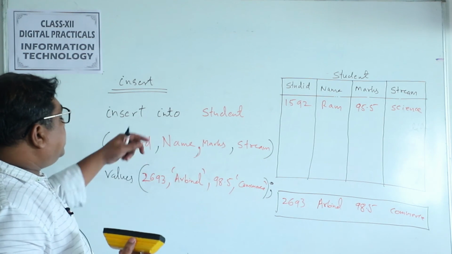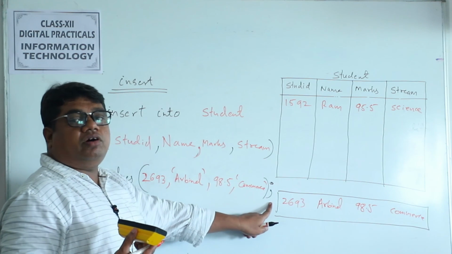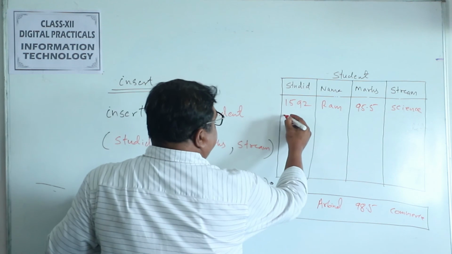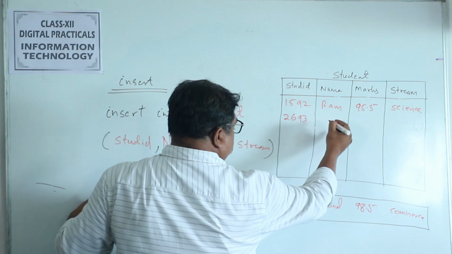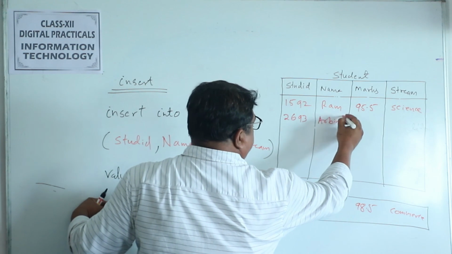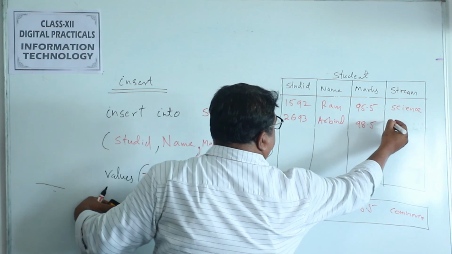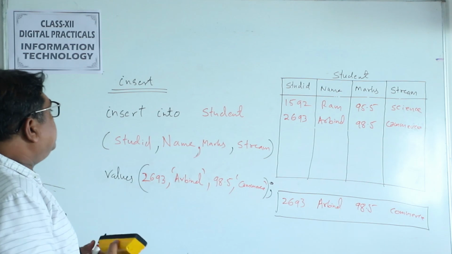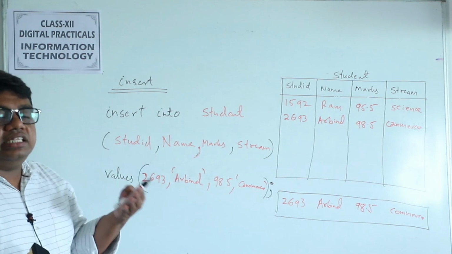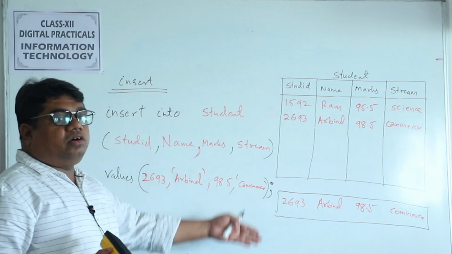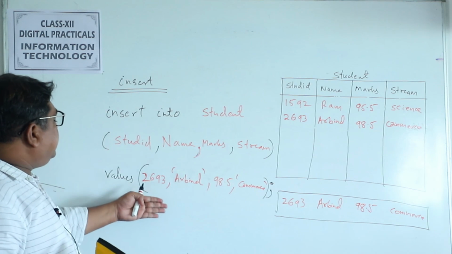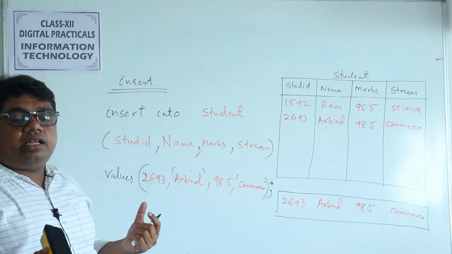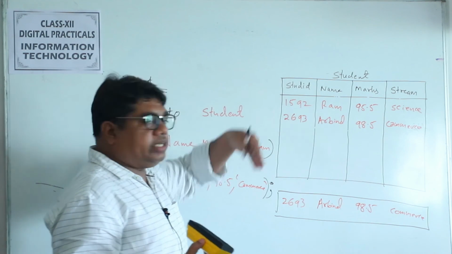Okay, so this is what it will do, and it must end with a semicolon, and after pressing enter, it will add that data, that is the second row, 2693, Arvind, 98.5 and commerce, in this table student. So suppose you want to add another row, again you have to use this same insert command with the table name, columns and the values. Okay, so this is how we created a table and how we inserted rows into the table.